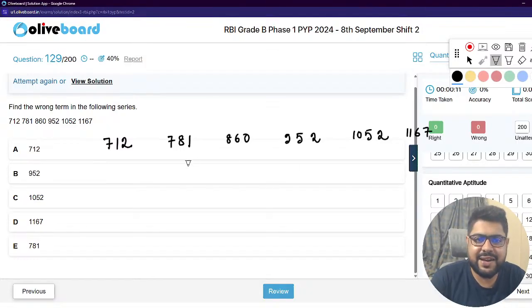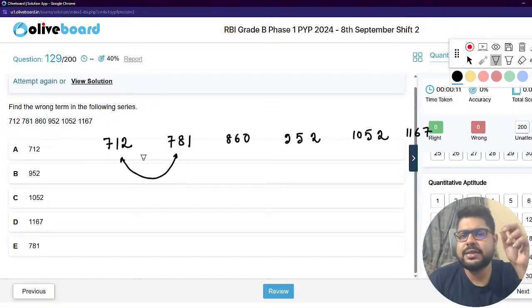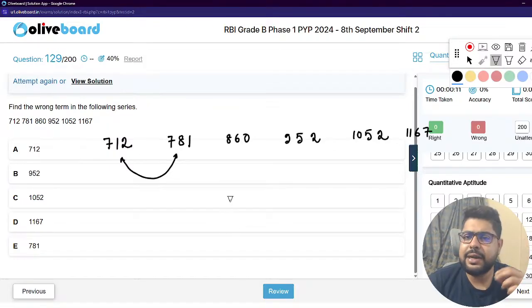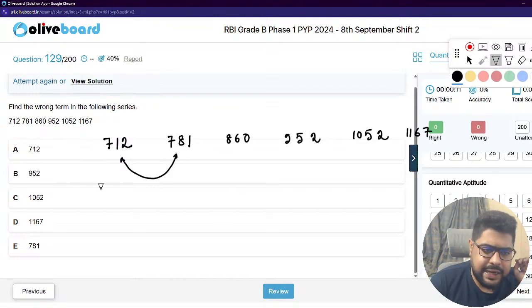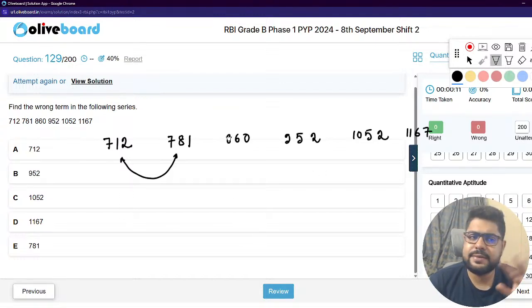ठीक है, चलो क्या ही करें. Sir, what is the gap? So first things first, the very first thing you need to see is whether it's difference based or multiplication based, product based. Sir, it is quite evident this is difference based.